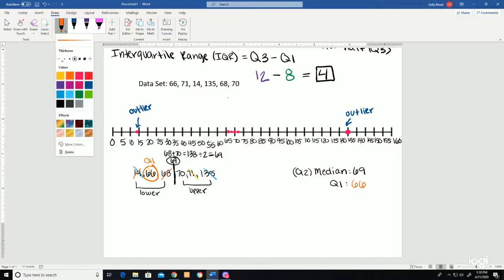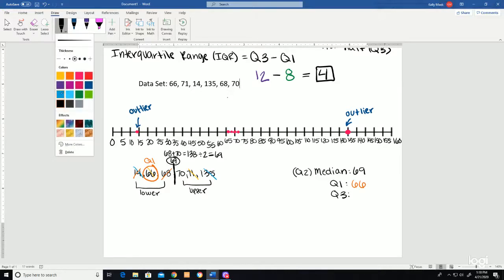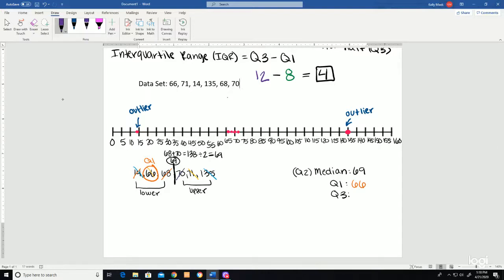All right, the next thing I need to know is what my Q3 is going to be. That is the median of the upper half. So I cross out the lowest number in my upper half, which is 70, and the highest number in my upper half, which is 135, and I'm left with 71. So Q3 is going to be 71.